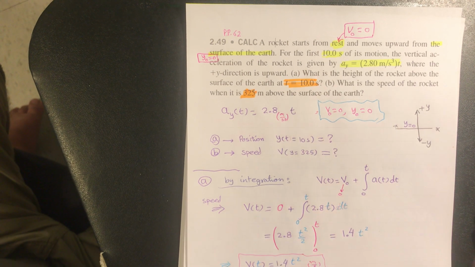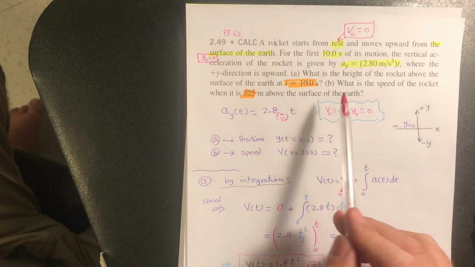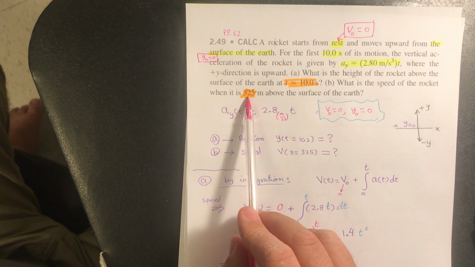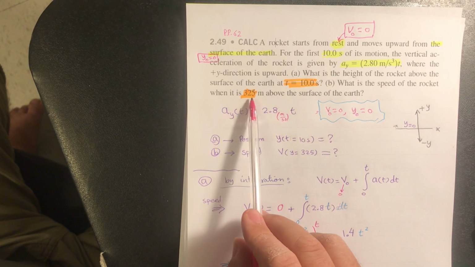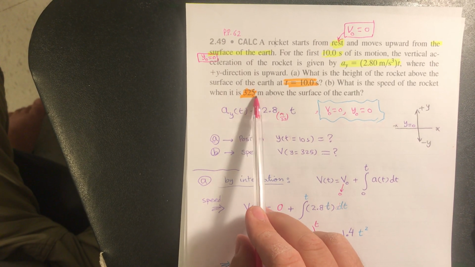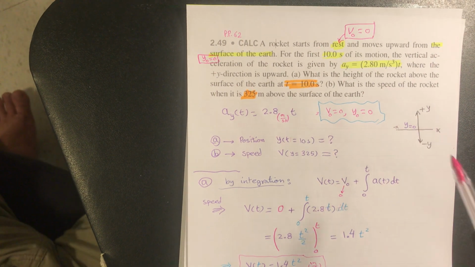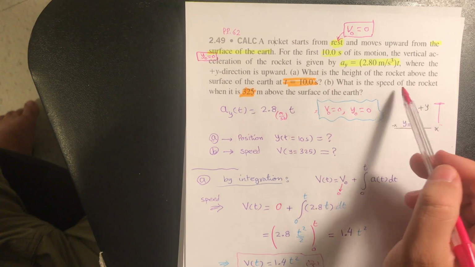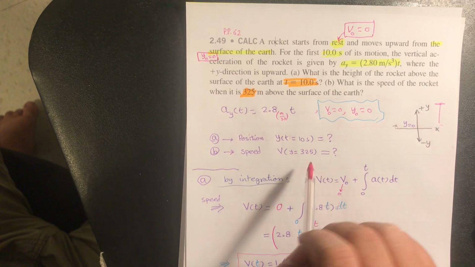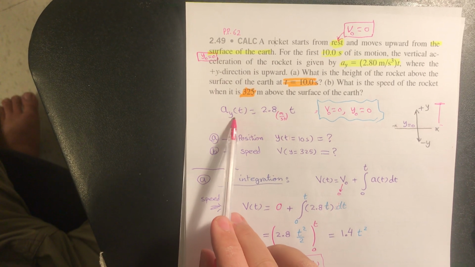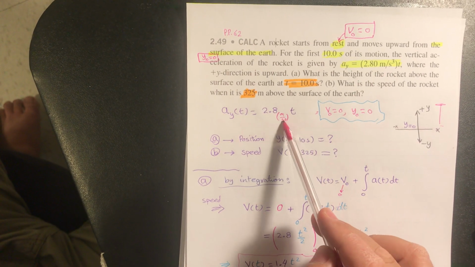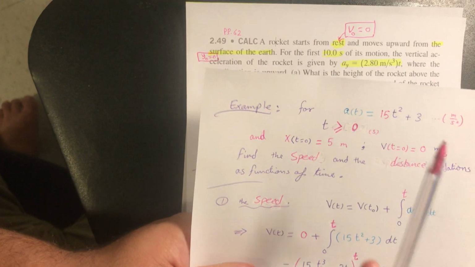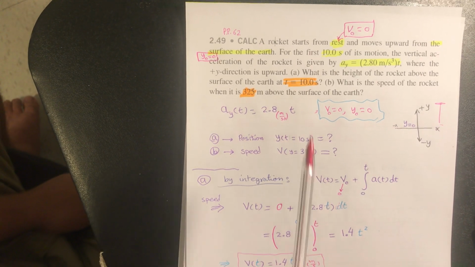We have the time at that point, and we need to know the position function. What is the speed also when it is 325 meters above the surface of the earth? So we know the altitude of that rocket, but we don't know the time. We need the speed at that moment. We have the acceleration function, 2.8 meters per second cubed multiplied by t. We have here another, simpler function.